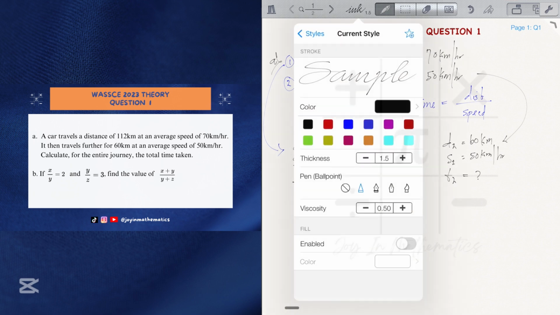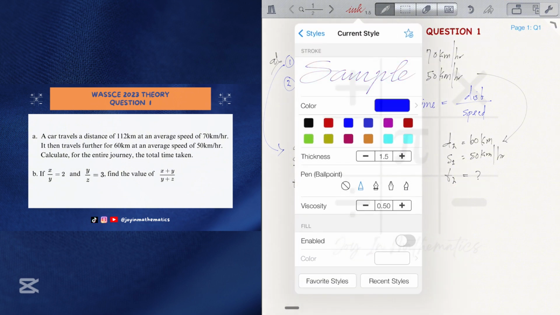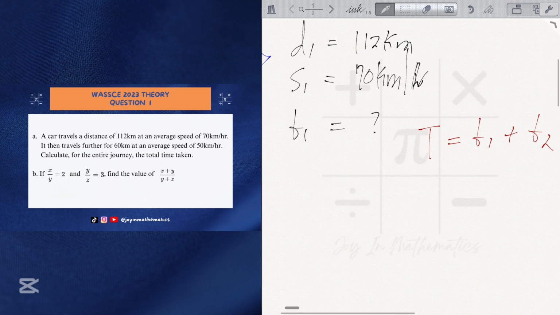Now, the question is asking us to find the total time taken. The total time taken, capital T, will be the sum of the two times. That's T1 plus T2. The question now is, what is T1 and what is T2? So we find T1 and T2 using this formula here, that time T is equal to distance D divided by speed S. So let's begin with this first part.